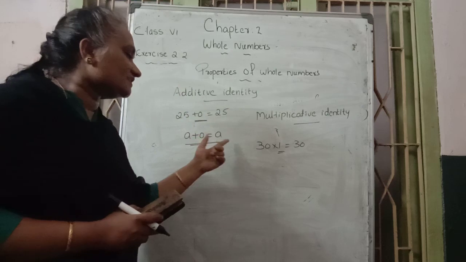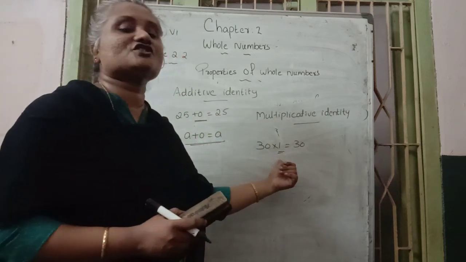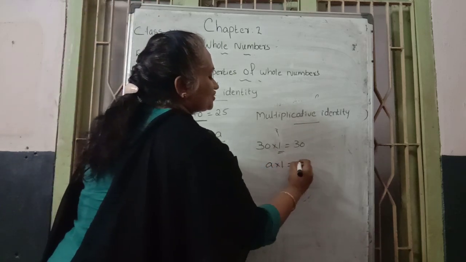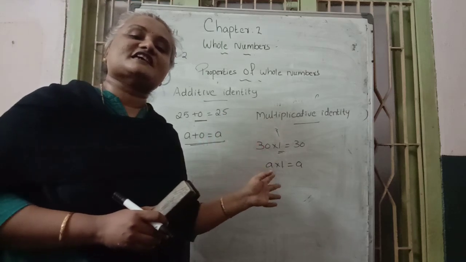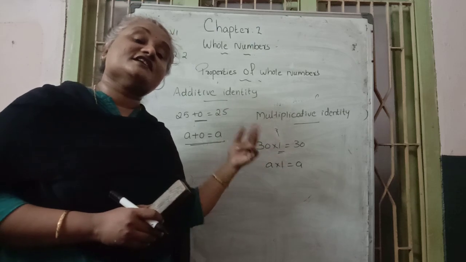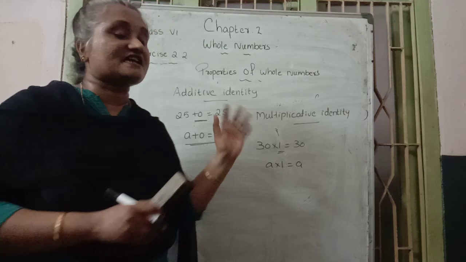Which is the additive identity? Asking time, 0 is the additive identity. Which is the multiplicative identity? 1 is the multiplicative identity. Any number multiplied with 1, we always get the answer as the same number. Then the 0 case, any number multiplied with 0, what is the answer? Always we get 0 as the answer.